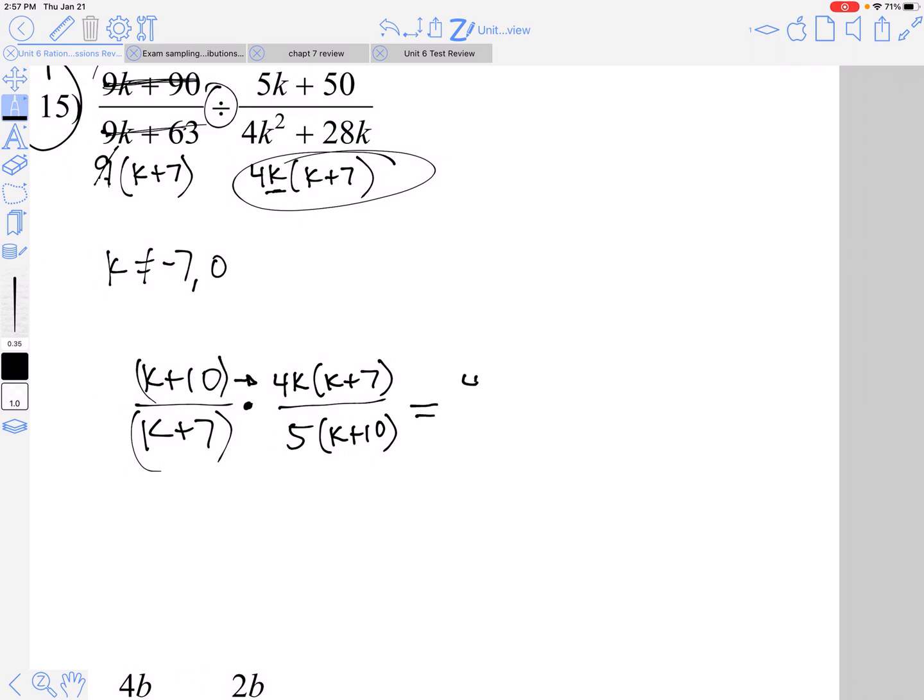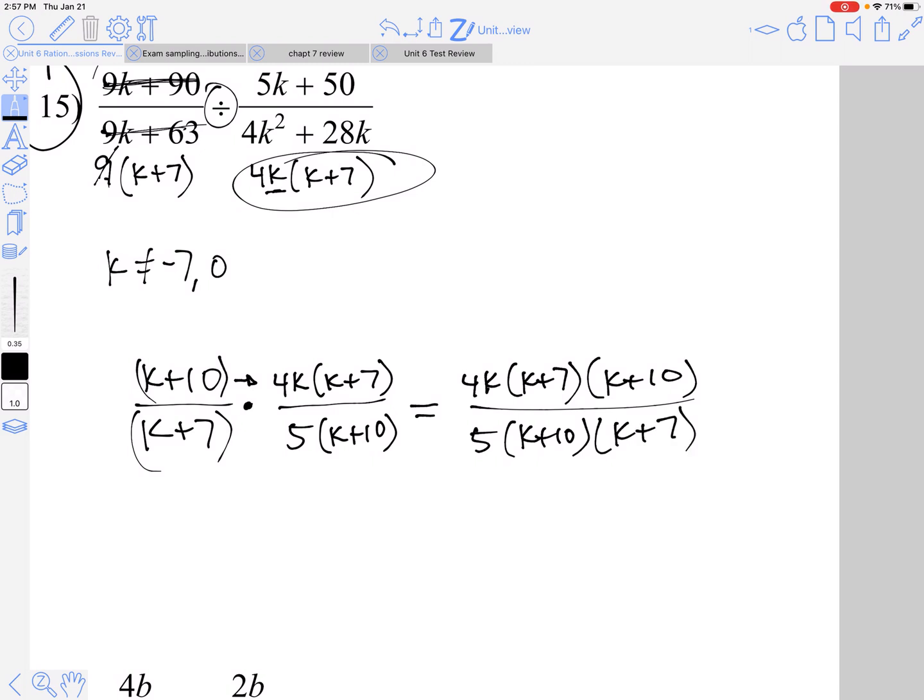So I have 4k times k plus 7 times k plus 10. And in the denominator, I have 5 times k plus 10 times k plus 7. Everything's held together by multiplication. The k plus 7's held together, multiplying to those two, so we can divide it out. K plus 10's held together by multiplication, and we're left with 4k over 5 as our simplified piece.